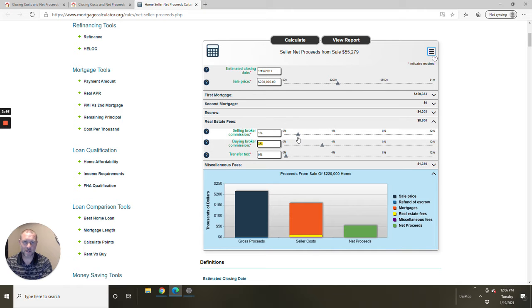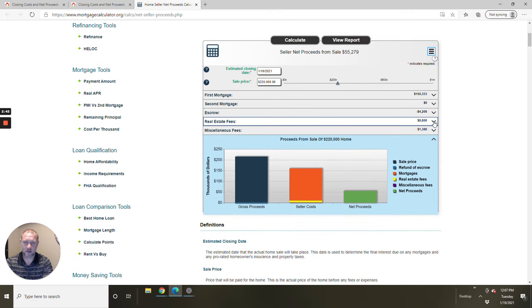So in this case, whether you do by owner, with or without an agent, I like to factor in these numbers here, about $4,000 for 4%. This is $8,800 in real estate fees and commissions.